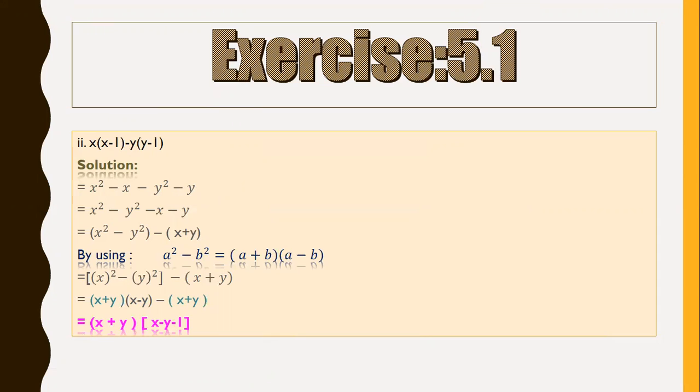When you multiply x with x minus 1, we get x square minus x, and when we multiply minus y with y minus 1, because there is a negative sign with y, when you open the brackets the signs inside will change: minus y square plus y, because there is a negative sign with minus.